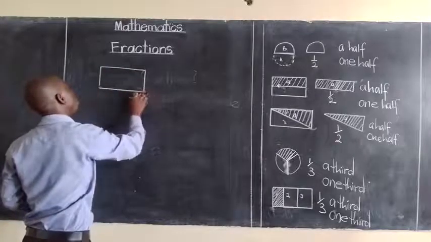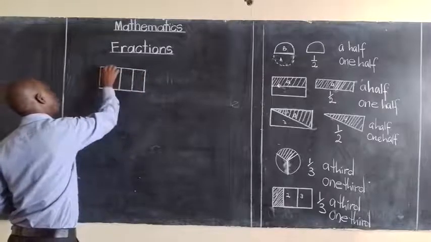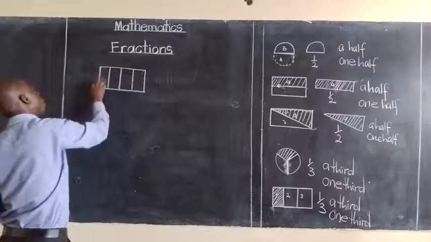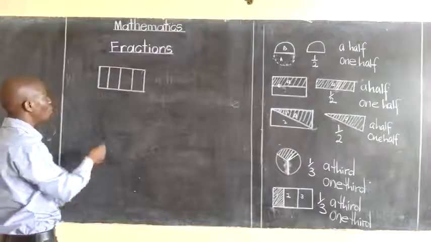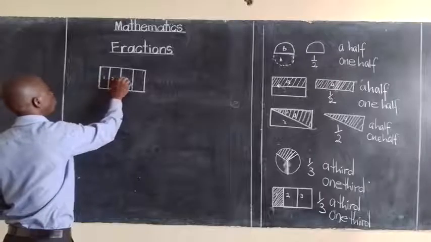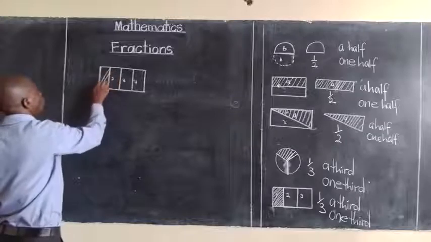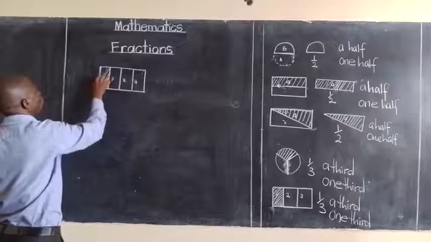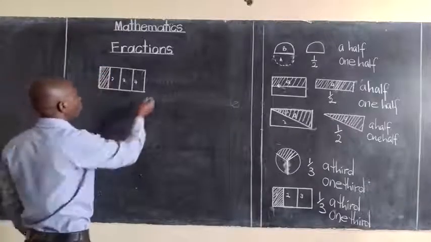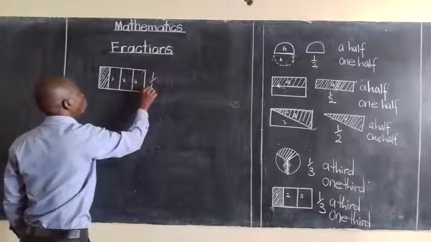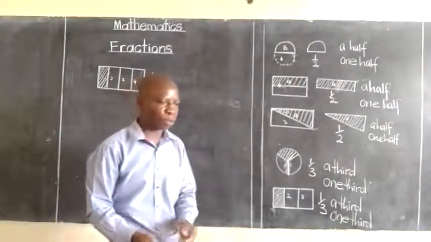We are having that one. Now we are dividing it into 4 pieces. But these pieces should be equal. And now we are cutting one piece. We are removing one piece. So this one is written as 1 out of the 4 parts.